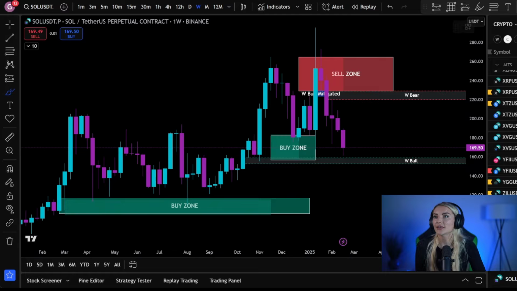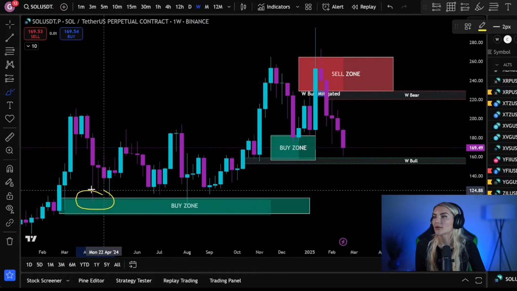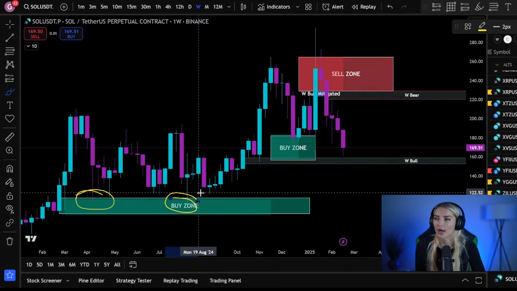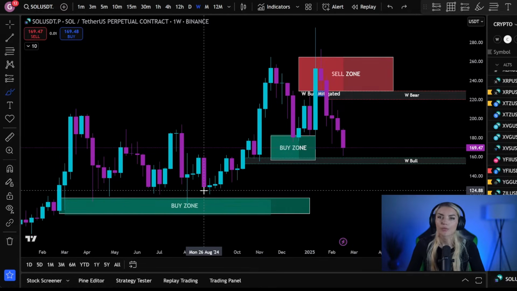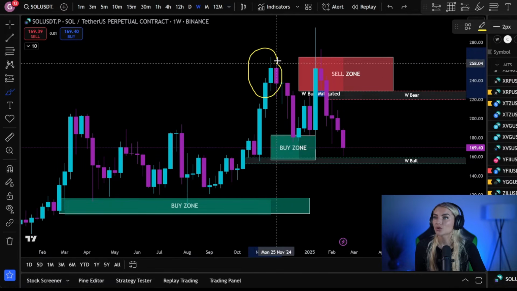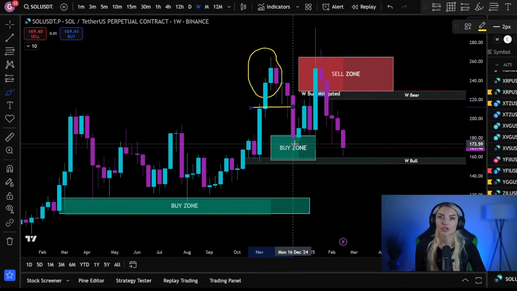A good example, I think, is this one down here. As you can see, price mitigated once, twice, and this could also act as a support zone, right? An order block is typically identified by looking at the last bullish or bearish candle before a significant move that would break structure, right? For a bearish order block, you want to find out the last bullish candle, such as this here. On a weekly time frame, this was the last bullish candle that broke structure to the downside.